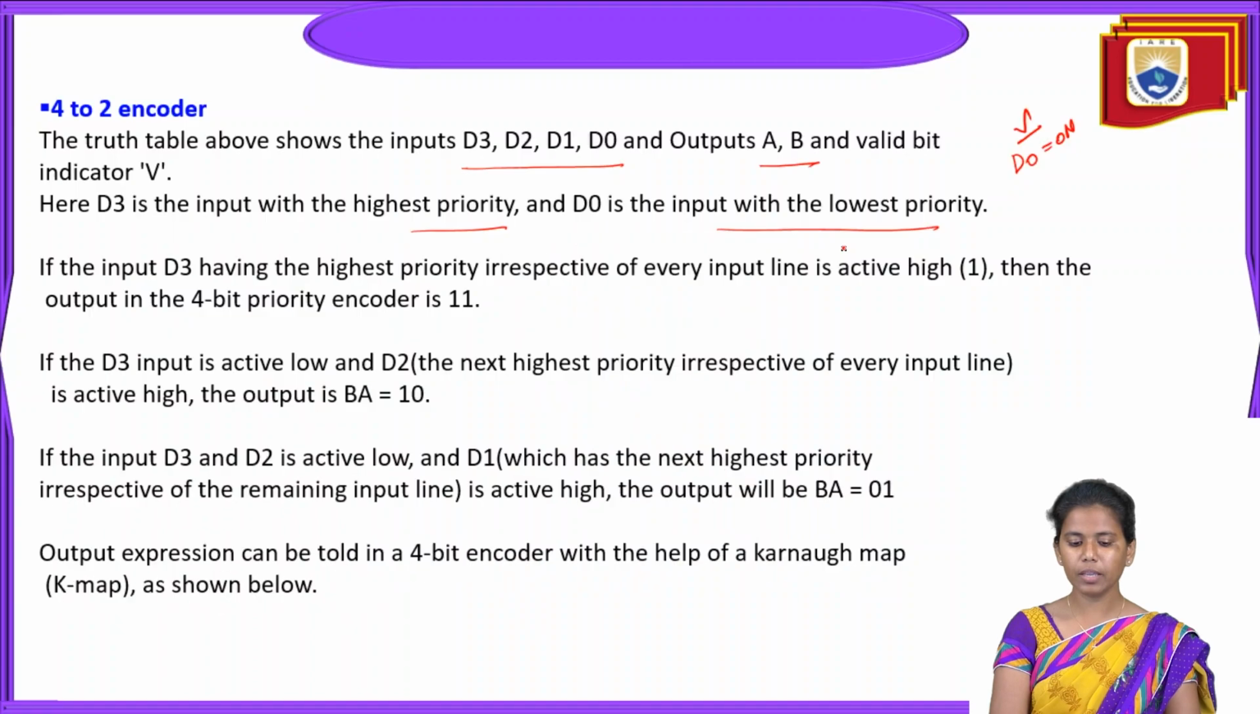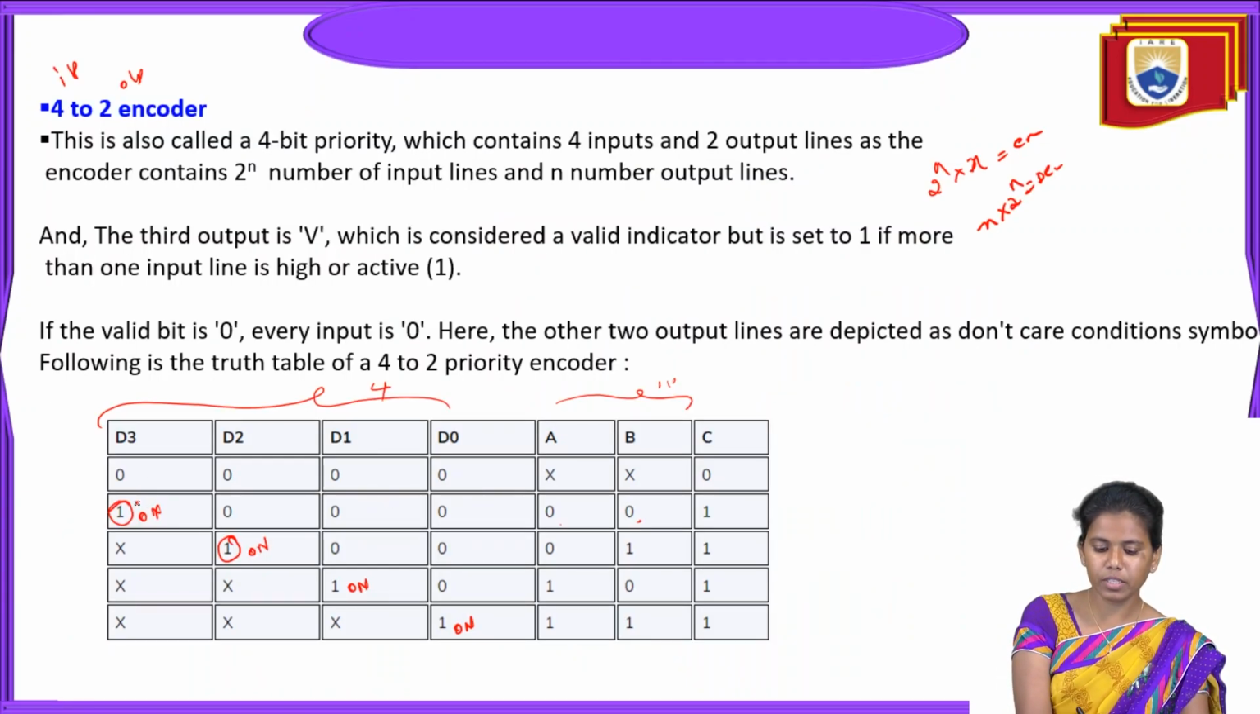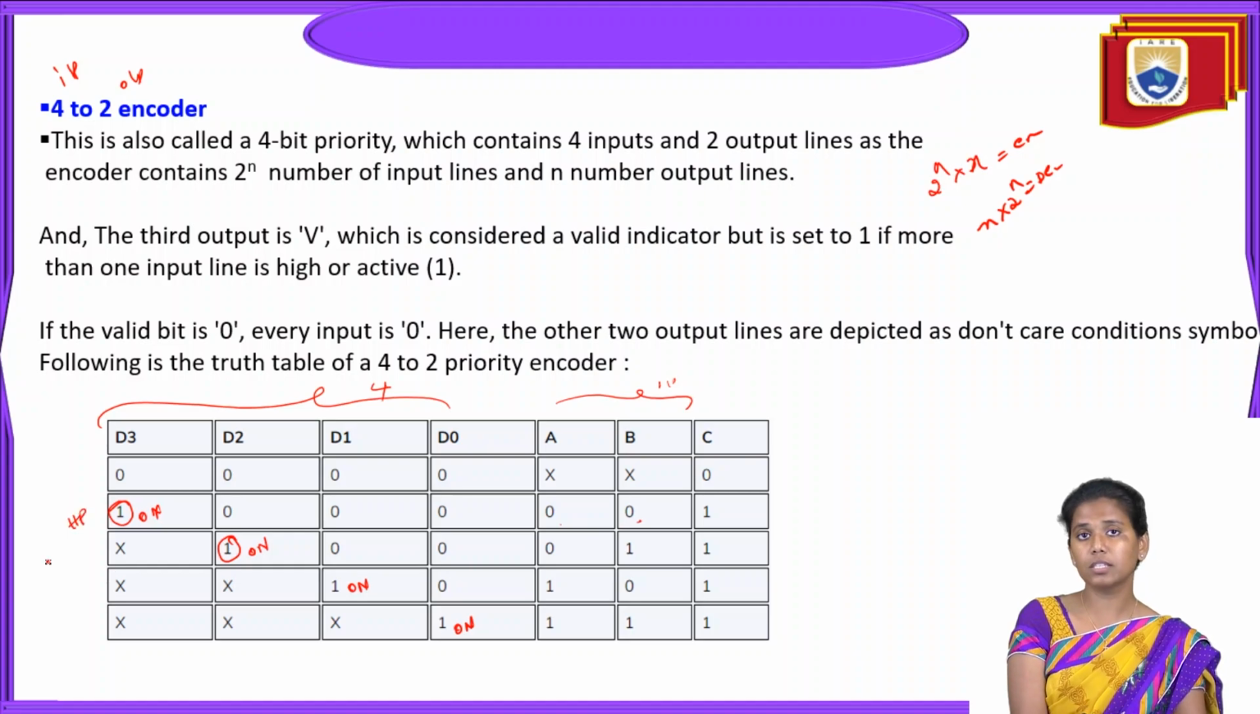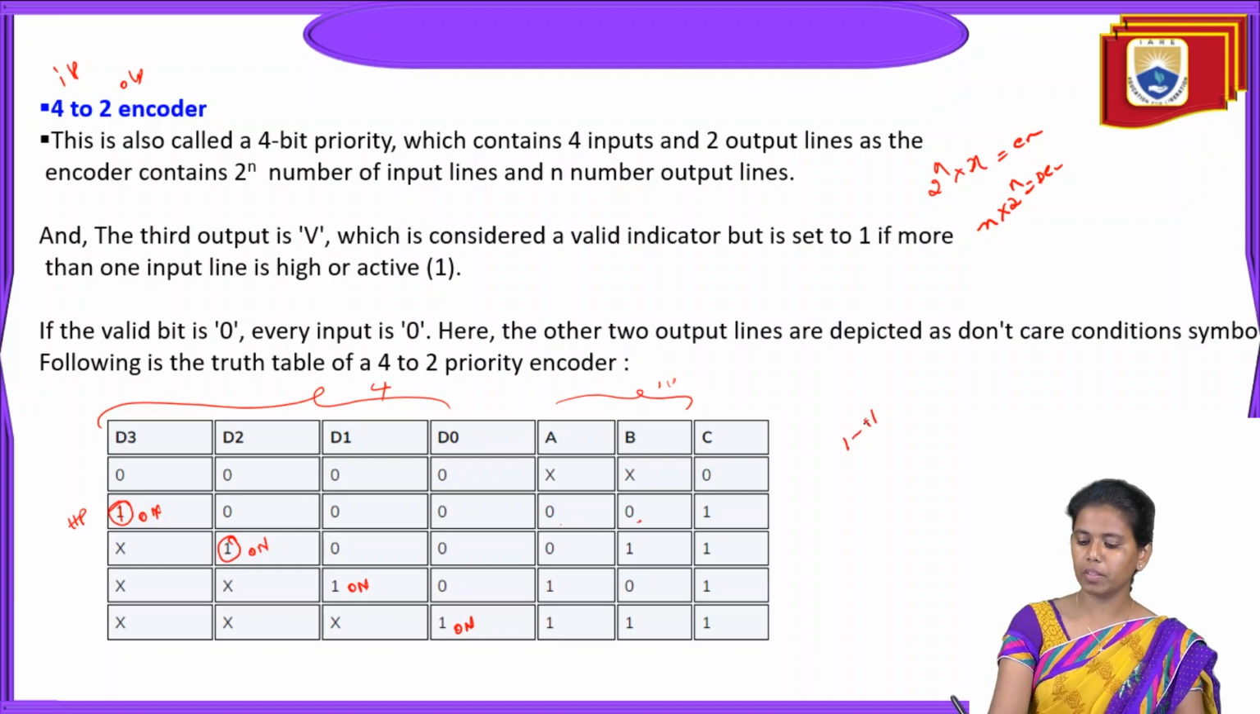So obviously here, this is D0, and D3 is the highest priority. Why is it the highest priority? Because it is 1, and the rest of all the inputs are 0. It means they are obviously the lowest priority. 1 is nothing but the highest priority, and 0 is nothing but the lowest priority, right?